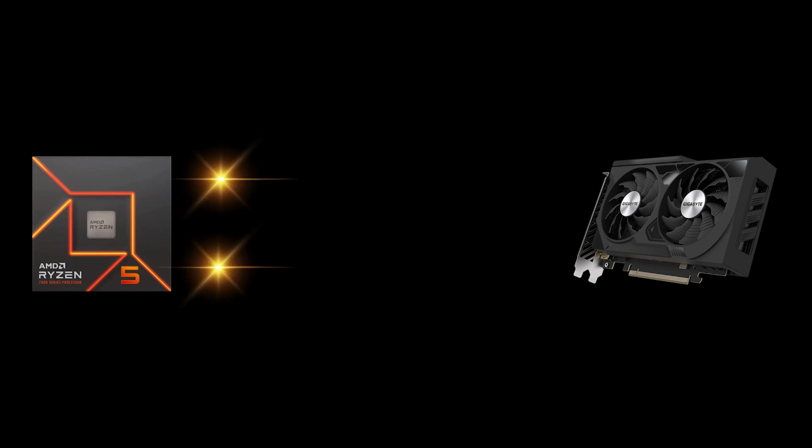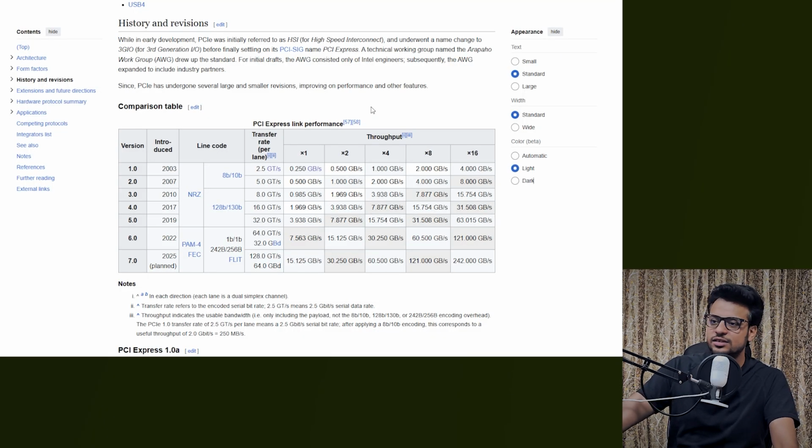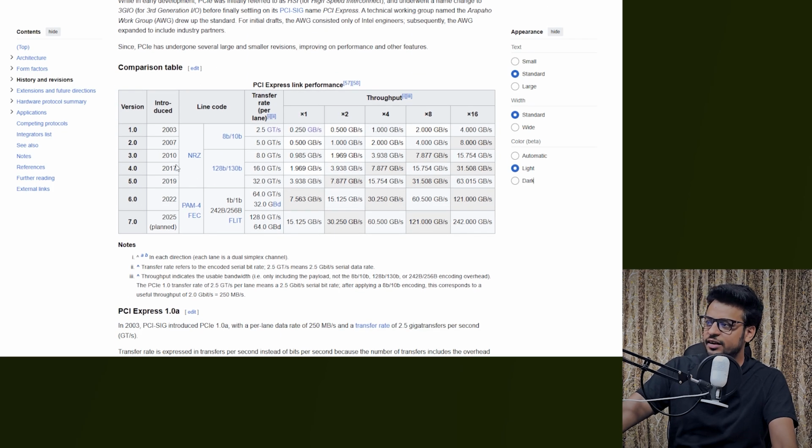Now, since there is exchange of data involved, we are also going to have to discuss the speed of the exchange of data. So that is impacted by two factors. First of all, the PCI generation, and then the number of lanes. So on Wikipedia, there's this table which makes it very easy to understand. So this is the PCI generation, and this is the transfer rate per lane. So this is just one lane.